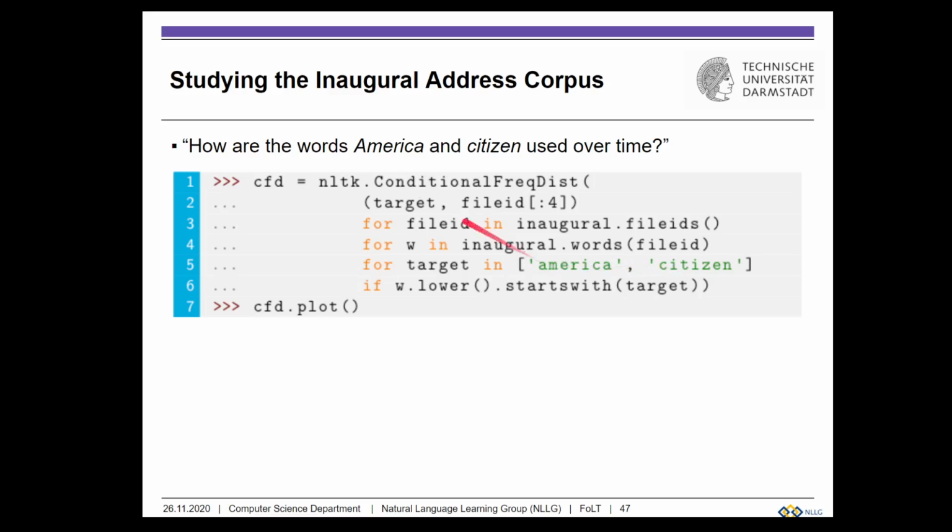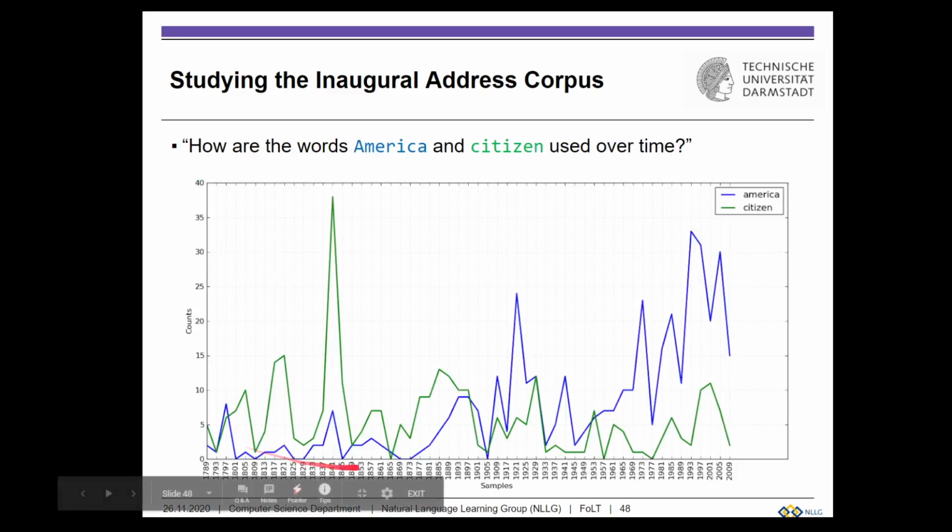two conditions. And then we make all those tuples, right, where we have a word that starts with America or citizen and the year of the file, right? And then we want to check how the distribution of the word usages changes over the years that we have here, right? So we use the CFD plot to plot this. And this is what's coming out here.